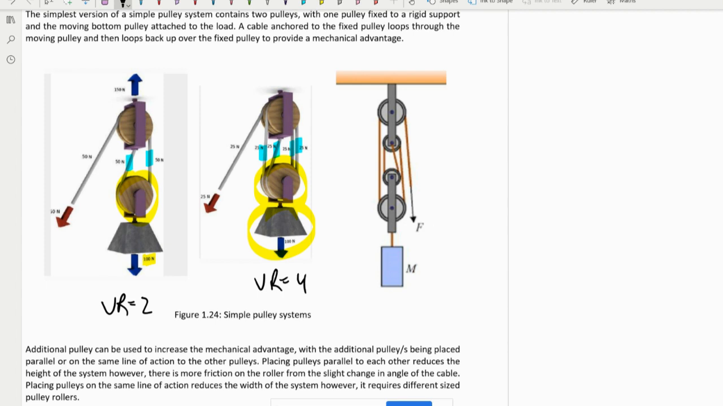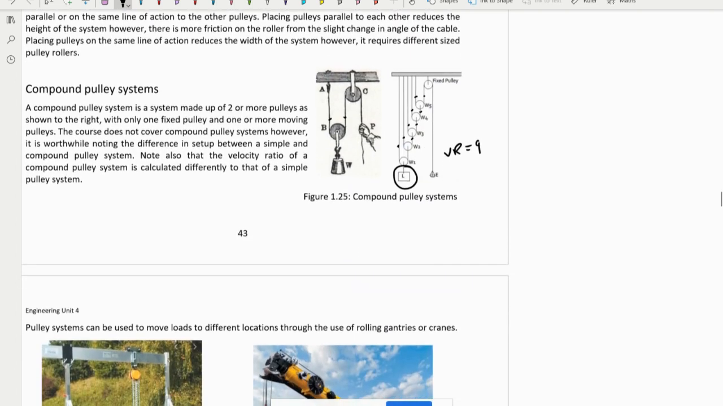Let's have a look at the next one. So we have this movable pulley, it's 2 pulleys attached together, attached to the load. So it's exactly the same as this one over here. We can count up those ropes that are attached to the movable pulley system, and they are 1, 2, 3, 4. Wonderful. So my velocity ratio in this situation is 4. Excellent work. Let's keep moving on.